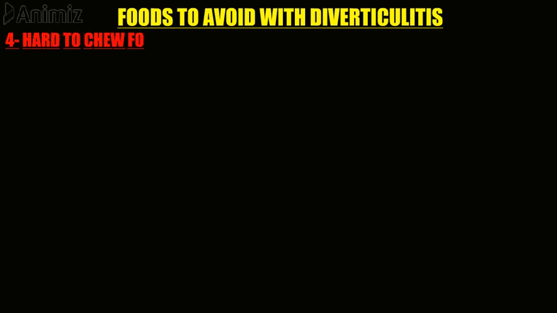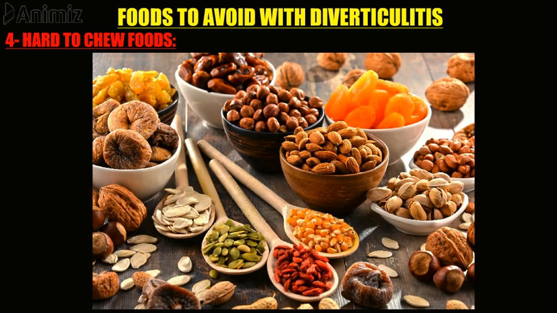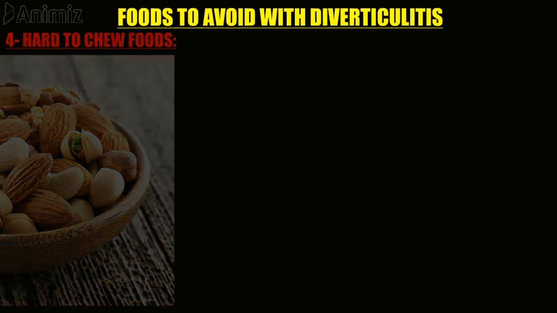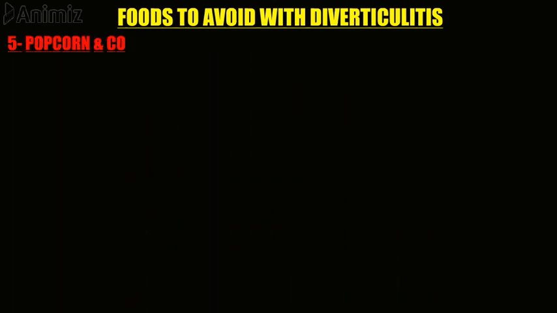Number 4. Hard to chew foods. Foods that are hard to chew, such as nuts, seeds, kernels, and popcorn, can be bad news if you have diverticulitis. A sharp piece of these foods can lodge itself in the diverticular sac, which can cause inflammation and infection. Cutting food into small pieces may not eliminate the risk entirely, so it is best to avoid these items when possible.